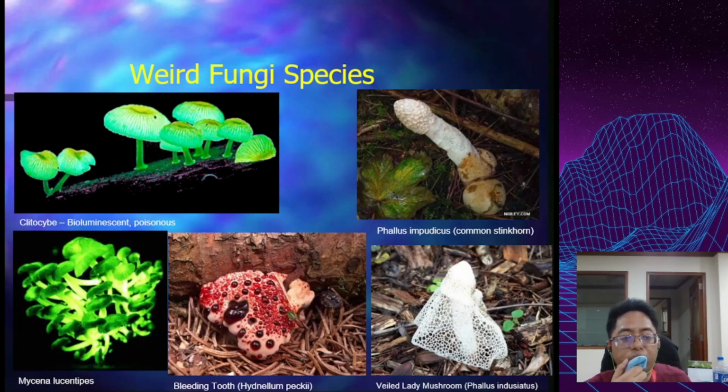Okay, so here are some weird fungi species. So you have the Clathrus, it is bioluminescent and poisonous. Mycena lucentipes also glows in the dark. Bleeding tooth, Hydnellum peckii. This one is actually quite useful as an anticoagulant. Veiled lady mushroom, Phallus impudicus, which is common stinkhorn. So phallus, all the mushrooms actually look like a penis.